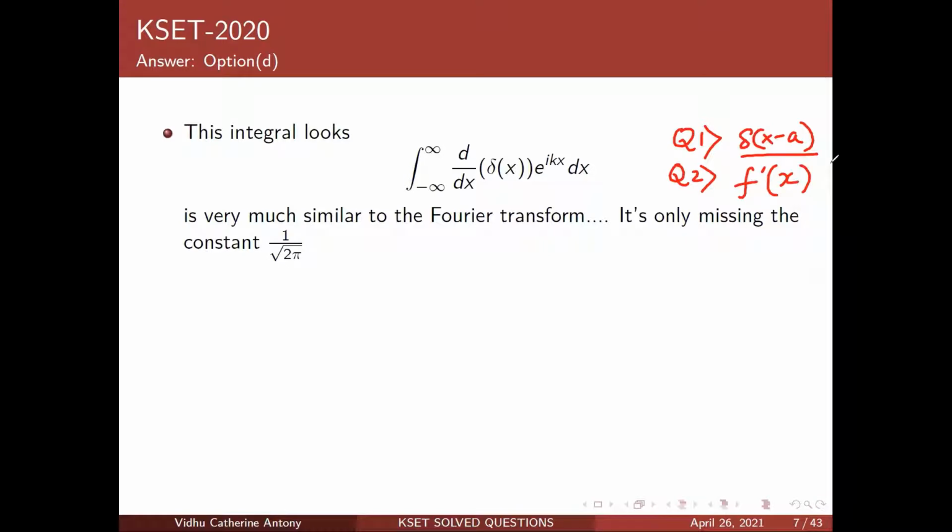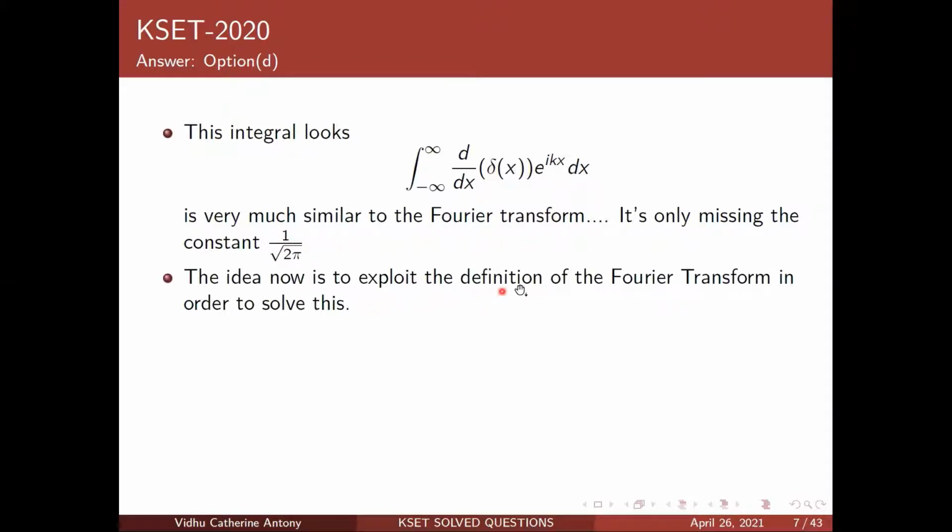And the last part that I will be discussing is an additional point telling you what the Fourier transform of the nth derivative of a function is. So let's look at this. This integral from negative infinity to infinity, d by dx of delta x e to the power of ikx dx, is very similar to the Fourier transform, and it's only missing this constant, 1 divided by root of 2 pi.